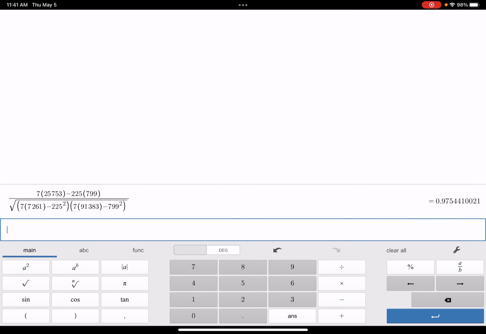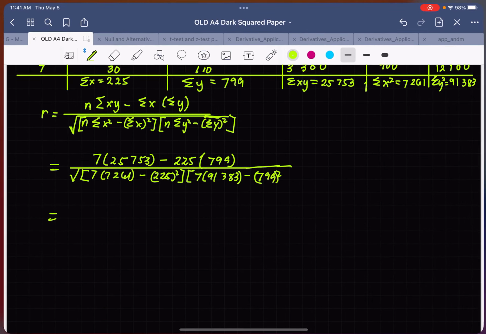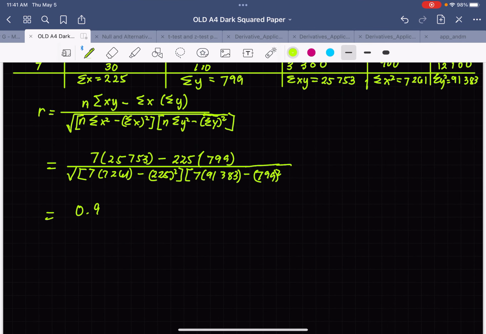So the answer is 0.975, or in two decimal places, 0.98. So that is now the value. The 0.98, in interpretation, is a very high positive correlation. Okay, so that's how you compute correlation.